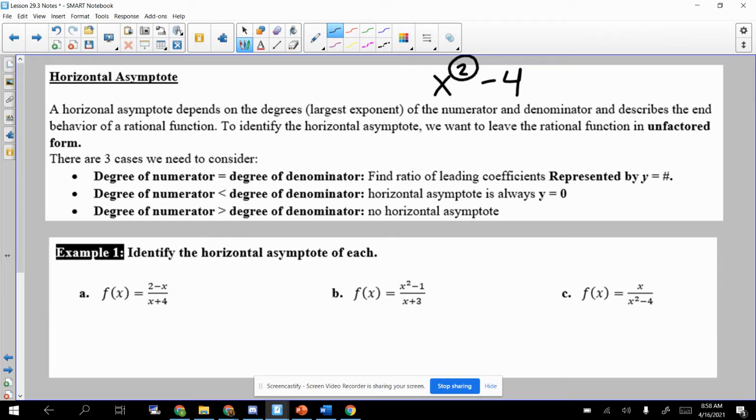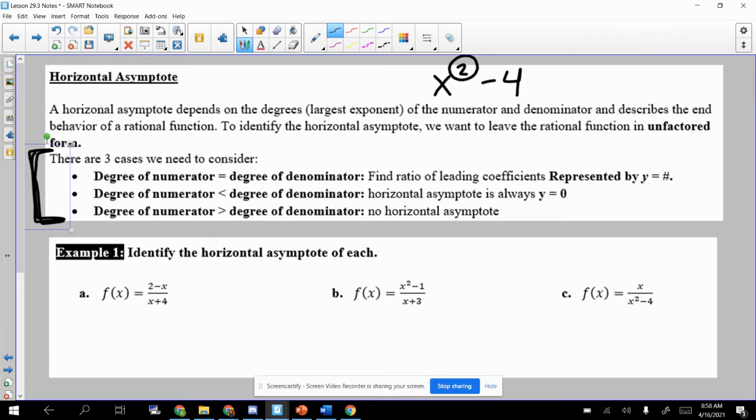So what you're going to do is look at the degree of the numerator and the degree of the denominator, and that's going to describe the end behavior of the rational function. So to identify the horizontal asymptote, we want to leave the rational function in unfactored form, okay? So before we do any factoring, we need to determine this. So there are 3 cases, and you're going to want to either write this down or have these memorized, okay?